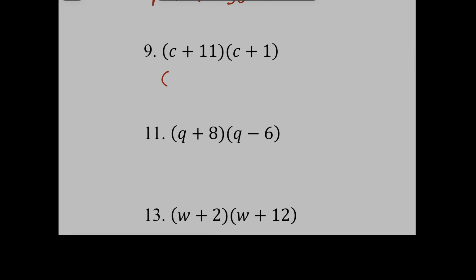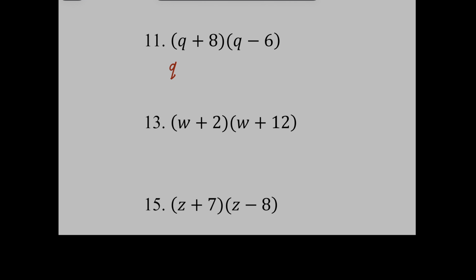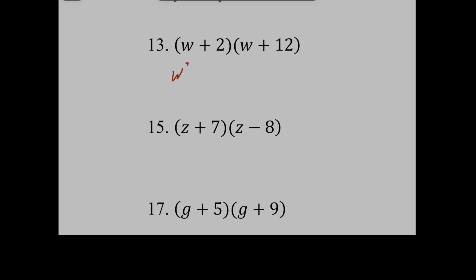On this one, I'm going to get a c squared and a c. When I add, I get plus 12. When I multiply, I get a plus 11. Number 11, I'm going to get a q squared, and I'm going to get a q. When you add them, it's going to be a positive 2. When you multiply them, it's a negative 48. Number 13, I'm going to get a w squared and a w. Middle term, I add, positive 14. Third term, I multiply, which is going to be a positive 24.